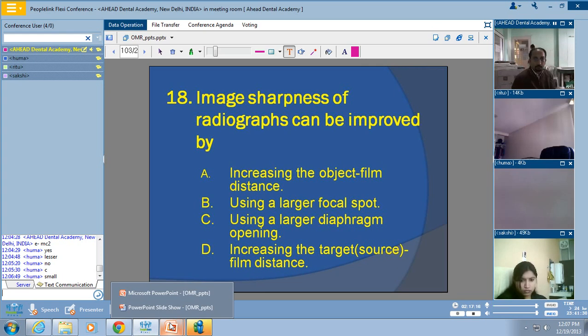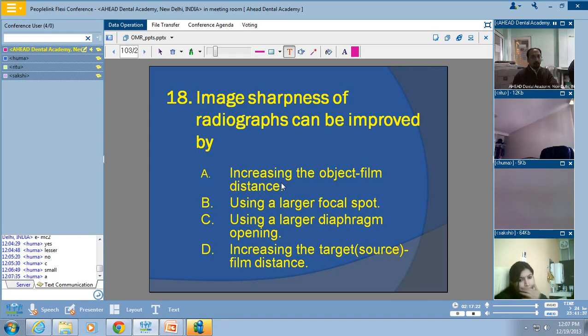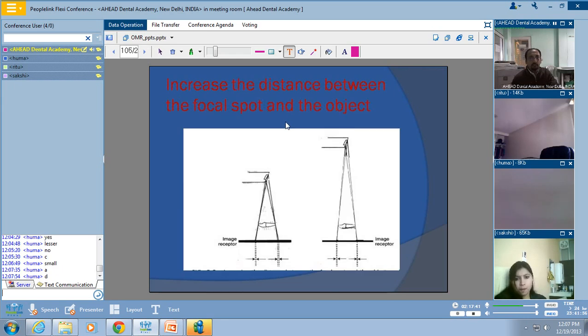A, B, C, D. Increasing the object film distance, definitely no, we will be decreasing the object film distance, so it cannot be the answer. A focal spot should be as small as possible. And diaphragm opening doesn't really make any difference. So the best answer is increasing the target film distance. I will just show you again: increasing the distance between the focal spot and the object. Target is the same thing, focal spot and the object. So the correct answer is choice D. Is it clear?